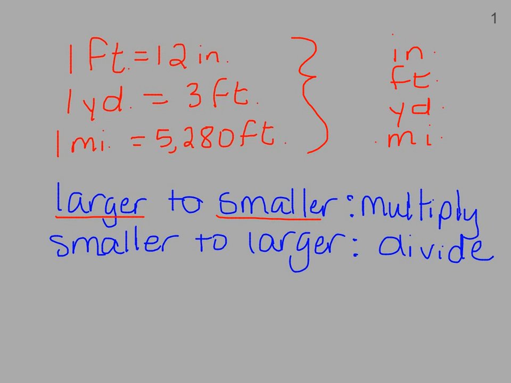So if you had 3 yards and you want to know how many feet that is, well, since there are 3 feet in every single yard, you'd be multiplying 3 times 3 because there would be more feet to make up the same amount of yards. So that's why you multiply.